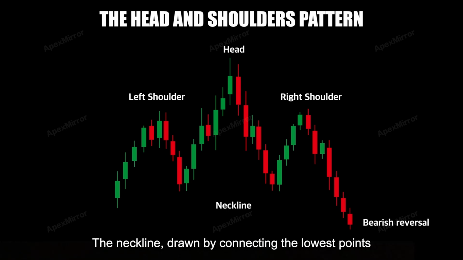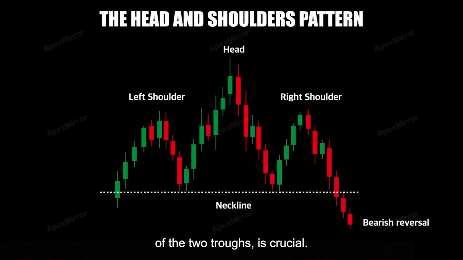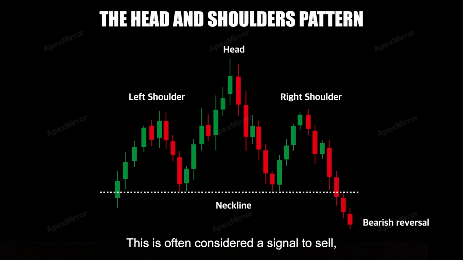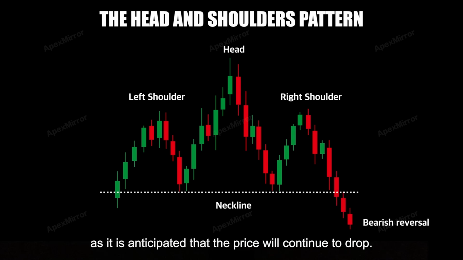The neckline, drawn by connecting the lowest points of the two troughs, is crucial. A decisive break below this neckline confirms the pattern and indicates a shift to a downtrend. This is often considered a signal to sell, as it is anticipated that the price will continue to drop.